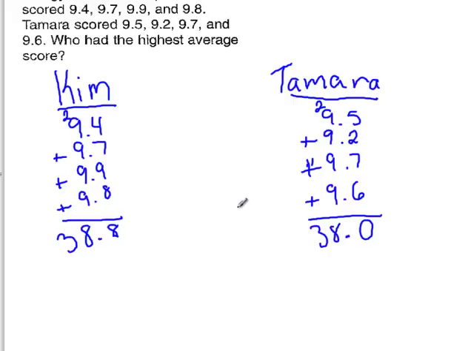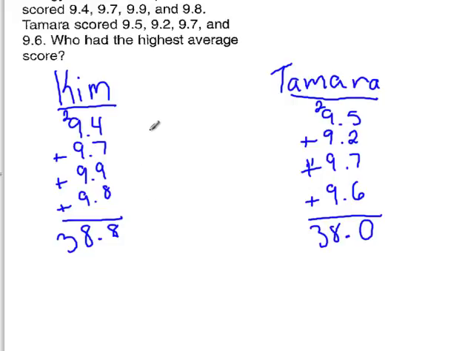Okay, so it says who has the highest average. Well, I could go and calculate the average right now, or I could just look and see that the total scores are different, and that Kim's total score is higher. And when I divide those total scores by 4, which is the number of scores they had, the higher number is going to have the higher average. So just from this bit of information, I can figure out that Kim is going to have the highest average. But let's go ahead and divide this out anyhow.